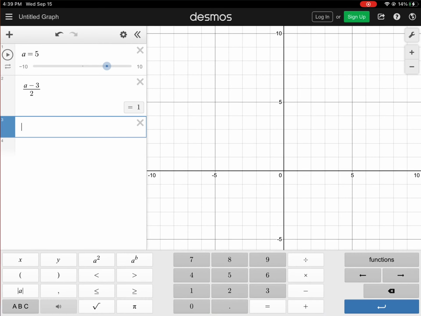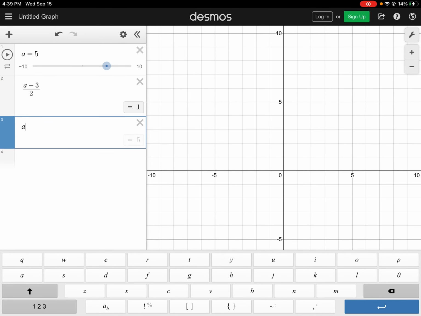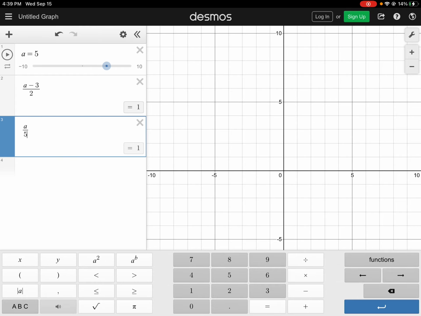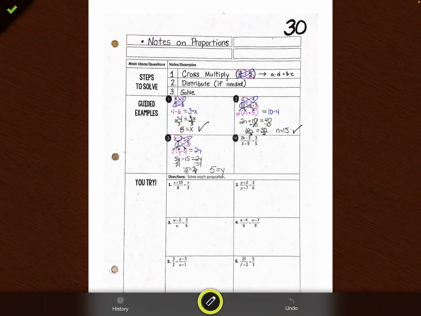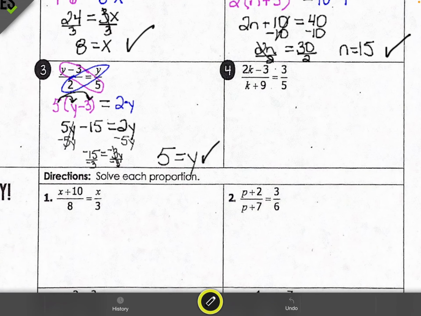And of course, you guys can split screen it. I'm just not good at the split screen. So A divided by 5. And 1 and 1, I know A equal to 5 is the correct answer, so I can give myself a check and move on.